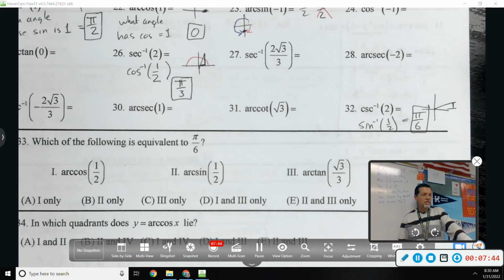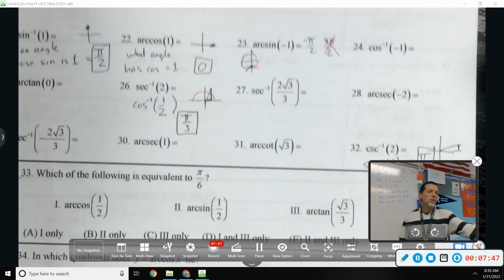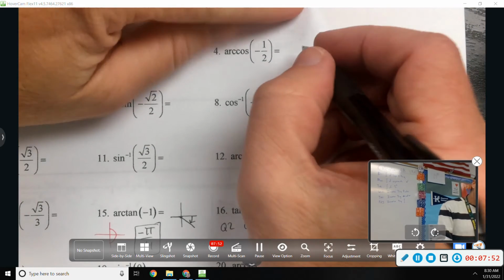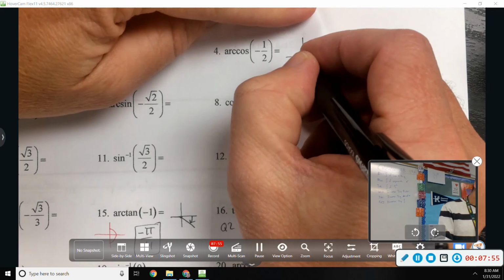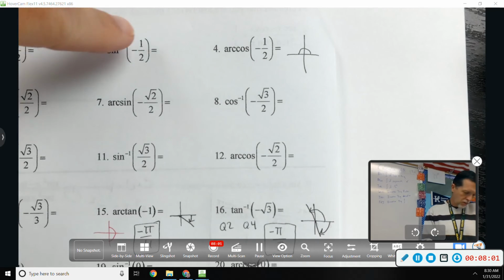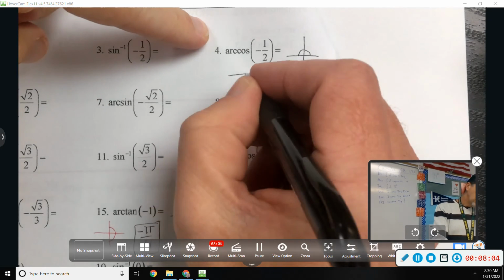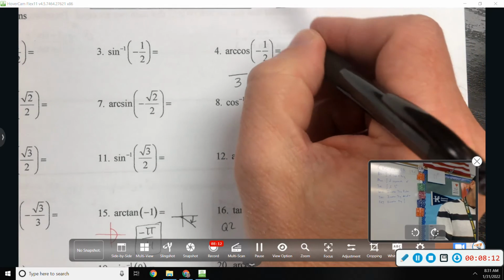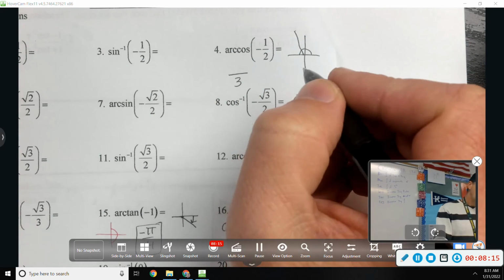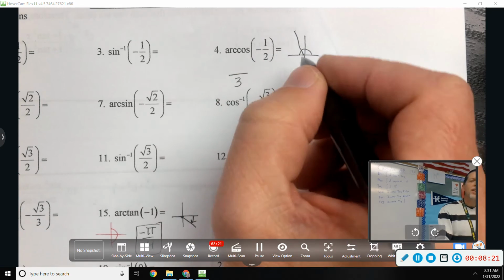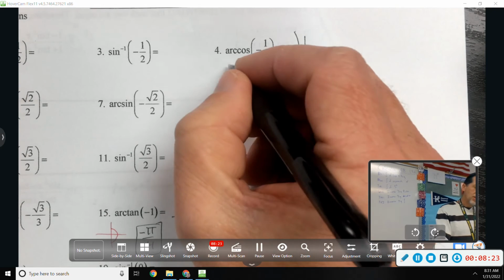Number 4. Arc cosine of negative 1/2. Let's see. Cosine's got to come from 1 or 2. So I know I'm in the second quadrant. It's negative. We just did a cosine 1/2 problem. Cosine equals 1/2 at the over 3 mark. So what's over 3 in the second quadrant? I want to know what angle is the steep angle in the second quadrant. 2 pi over 3.